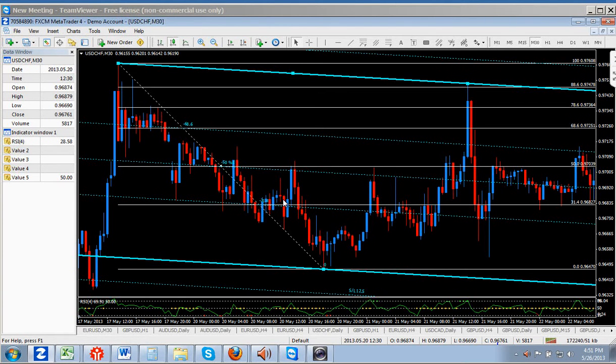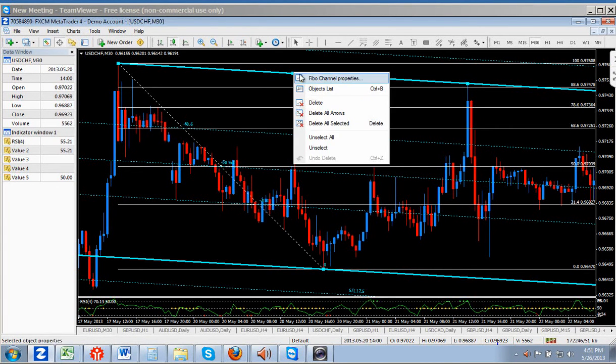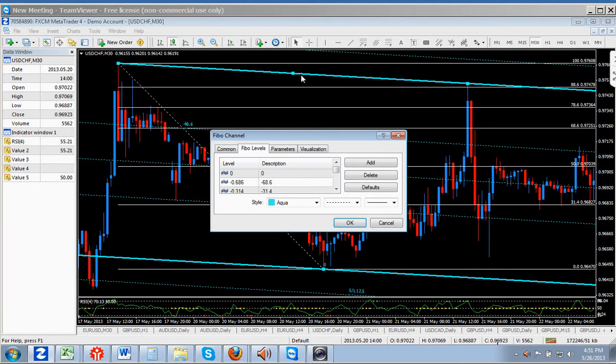I think that as I go, you'll understand why I'm doing this. But let's get into the programming, the ratios on this indicator. So all you got to do is right-click one of the dots on the fib channel tool, and it'll bring up a display where you can change the ratios.